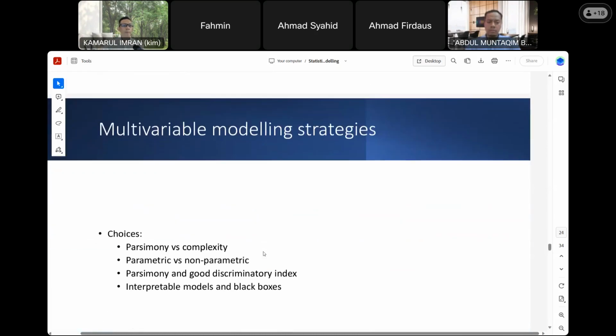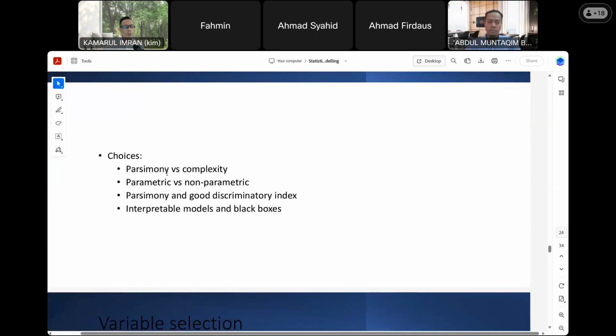All right. Next, the issue of multi-variable modeling strategies. You have to think about whether you want to have a parsimony model or complex model. Okay. So if your model is parsimonious and fit, and there's another model which is very complex but also has the same adjusted R square, for example, why you need a complex model? Can use the simpler model.